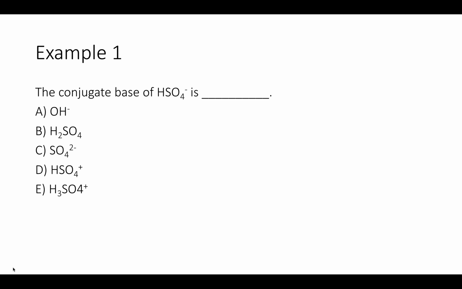So water can act as a base or an acid. Okay, so I think I have three examples here on how you determine conjugate base and acid. So the conjugate base of HSO4 minus is what? Well, the first thing you want to identify here is that HSO4 minus is a weak acid, which means it came from a strong acid. So HSO4 comes from sulfuric acid, H2SO4.